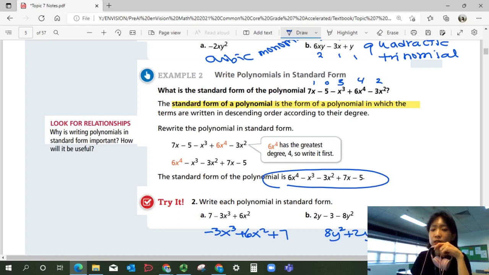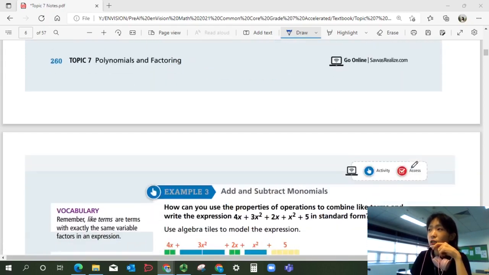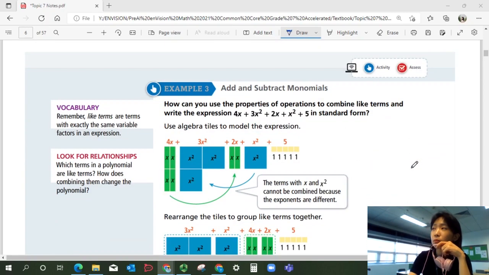Check your answers, see if you got it right. If you did, good job. Let's move on to the next page. Example 3. Add and subtract monomials.